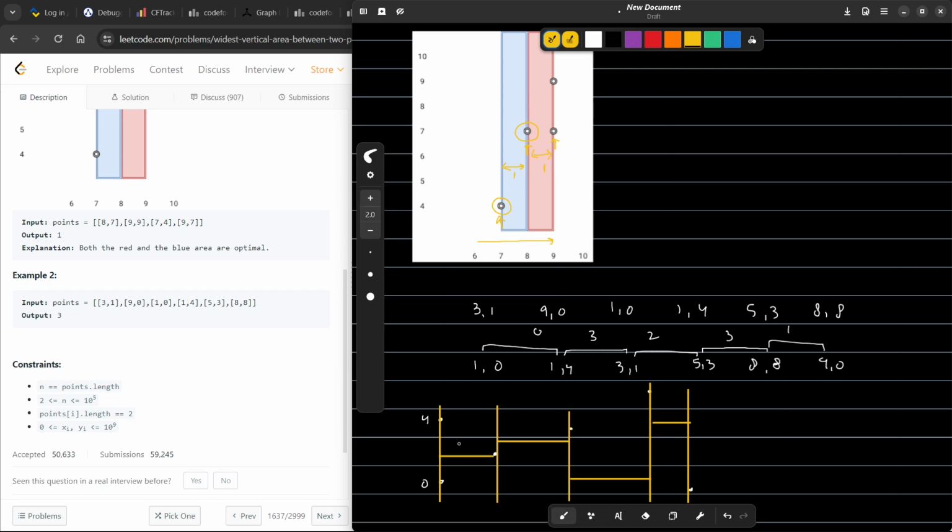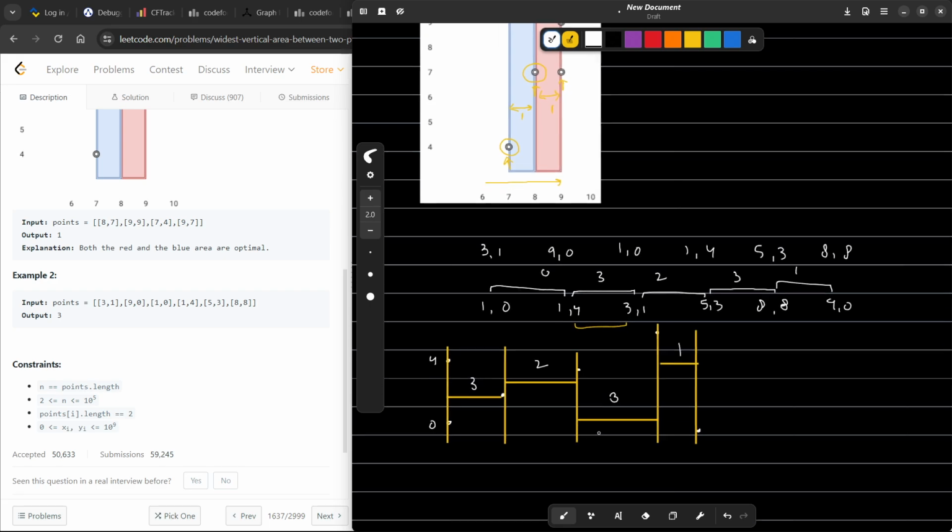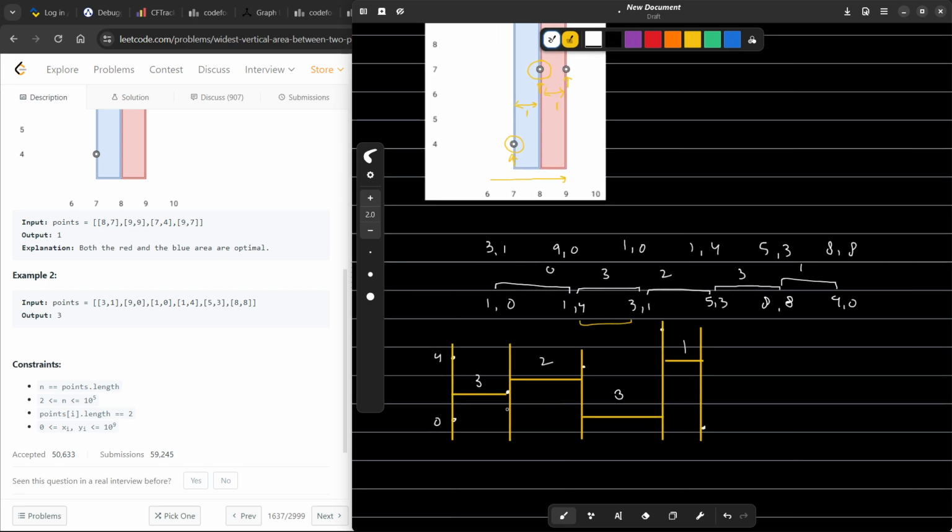So this particular width is essentially the difference between these two coordinates that I have covered. So you see this is 3. So I mentioned 3 here, then I have 2, then I have 3, and then I have 1. So I have to take the maximum of these. So you see why we can only consider the x coordinates, and how we can find the difference between these consecutive bars to form a vertical column, right?